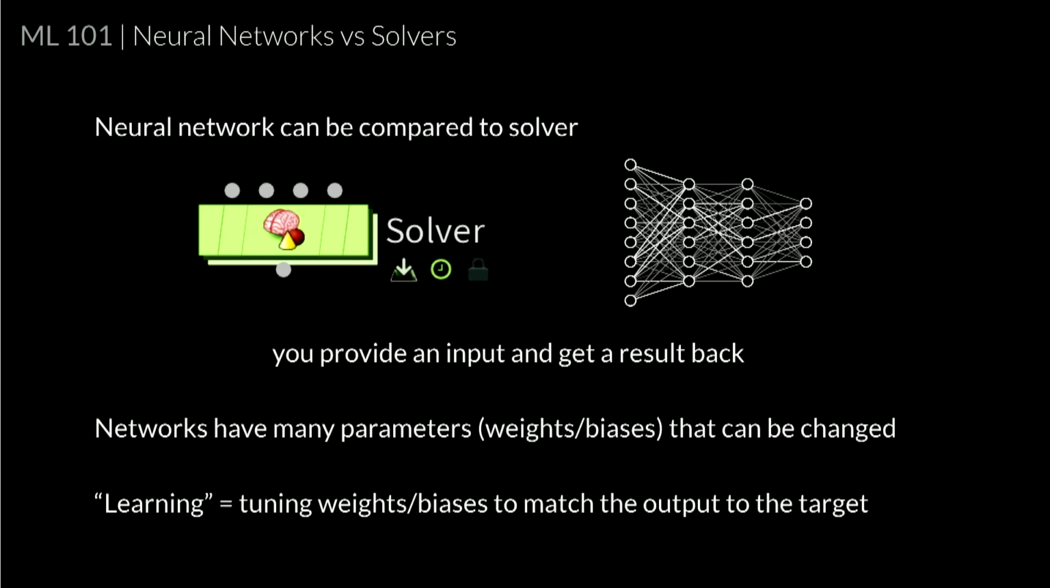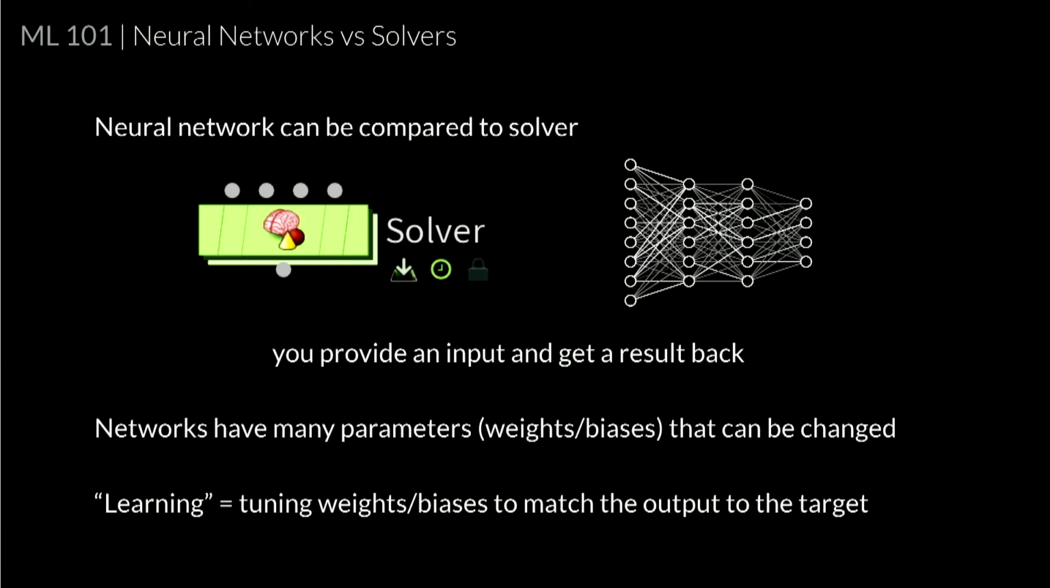Before diving into any implementations in Houdini, I wanted to give a very quick ML 101 for Houdini artists and TDs to hopefully make this interesting to anyone who hasn't played around with any ML yet. For Houdini people, a good way to think about a neural network is as a solver. You provide an input, the solver does some calculation, and you get something back.